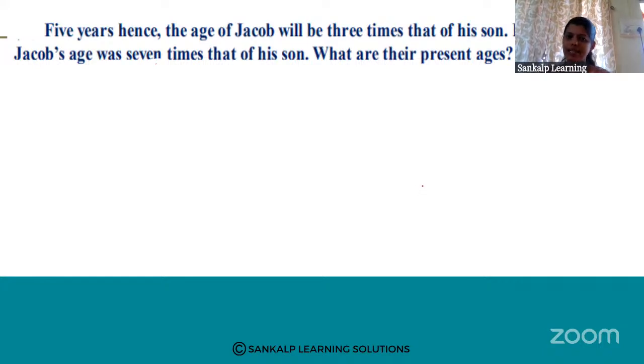5 years hence, the age of Jacob will be 3 times that of his son. 5 years ago, Jacob's age was 7 times that of his son. What are their present ages? So, in this question, we will make 2 parts. That is 5 years hence and 5 years ago.